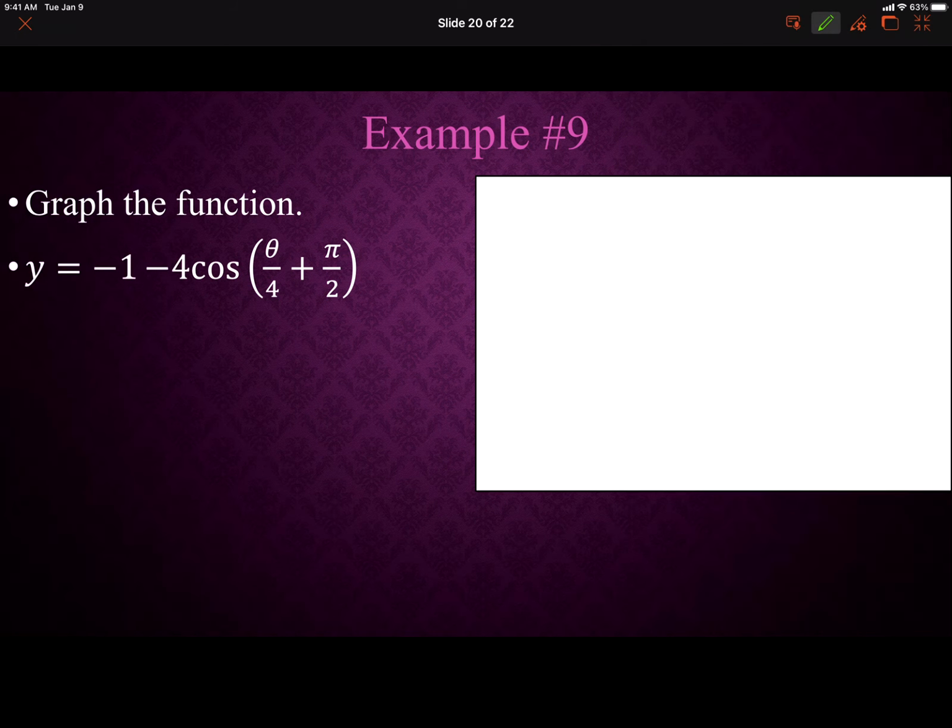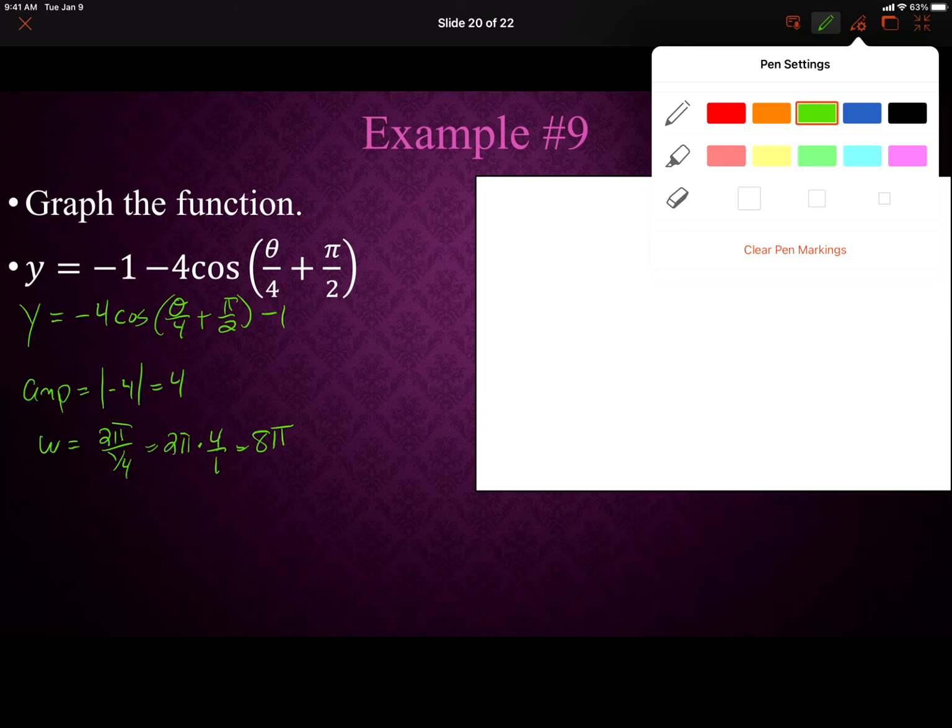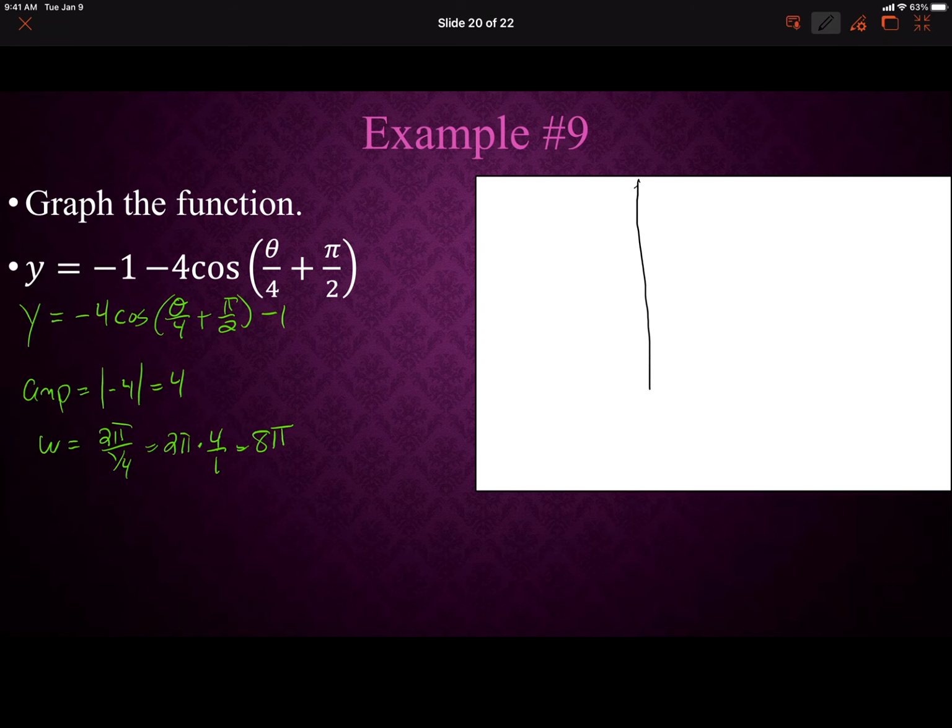First off, it's kind of switched around order-wise. So you might want to move it around and rewrite this as -4 cosine of theta over 4 plus pi over 2 minus 1. Recognizing the number that's multiplying with cosine or sine should come first. The number that's adding or subtracting after that, or even before that, should then go on the very end. So our amplitude is based on the opposite of -4, which is +4. Our period is 2 pi divided by 1/4. 2 pi times 4/1, which is 8 pi. It's also a plus sign, so we are going to go left, so I'm going to leave myself some room to shift it left.